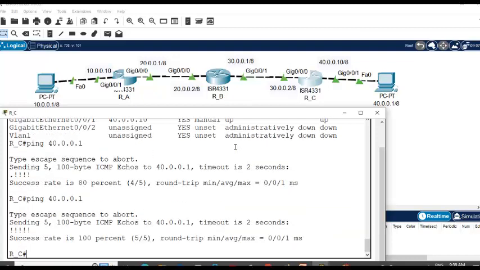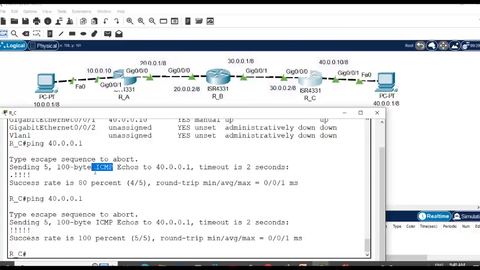So what will ICMP do? When you say ping this address, it will send an echo packet to that address. When the echo reply doesn't come, it will show a dot. When the echo reply comes, it will show an exclamation mark. The dot is also called request timed out. In computers, it will show as request timed out, meaning I sent a request but was unable to receive the reply on time.